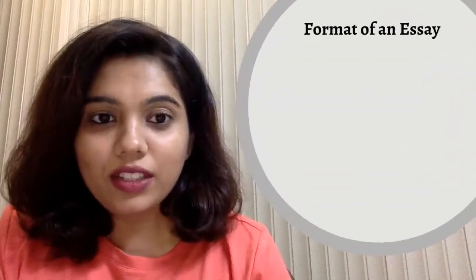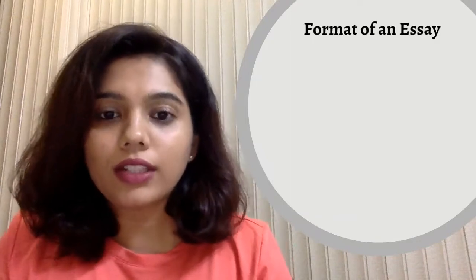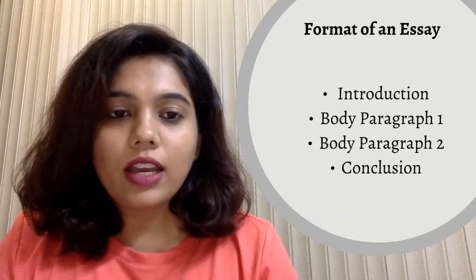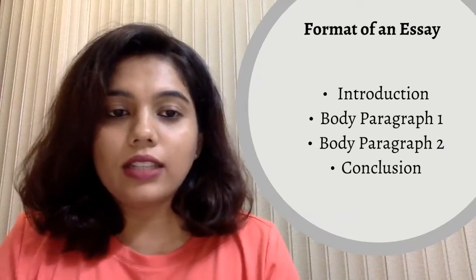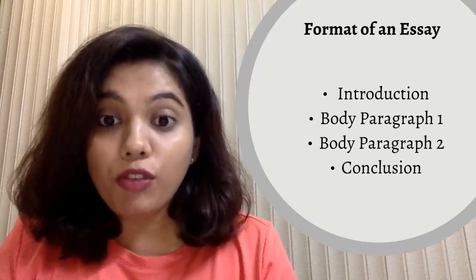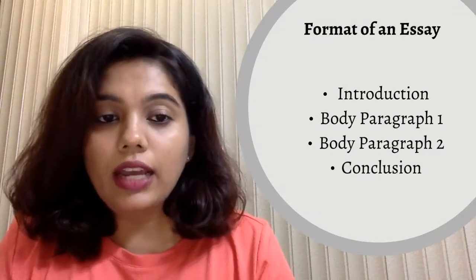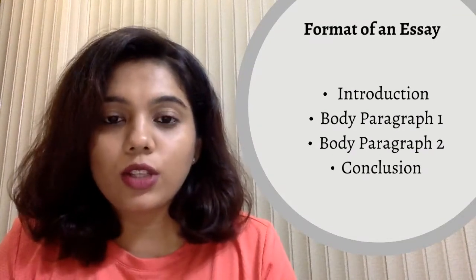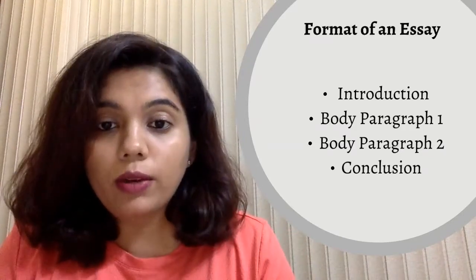So let's begin with the format of writing task 2. As you know, the IELTS exam does expect you to follow a certain kind of a format when you are doing the writing section. So just to give you an idea, the pattern that the essay follows is you have to write at least a minimum of 4 paragraphs. Your minimum word limit is 250 words, and you have about 40 minutes so that you can complete this task. So, this is an overall idea of what your format looks like.